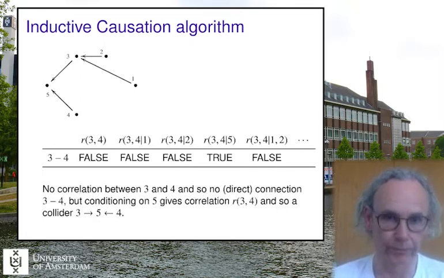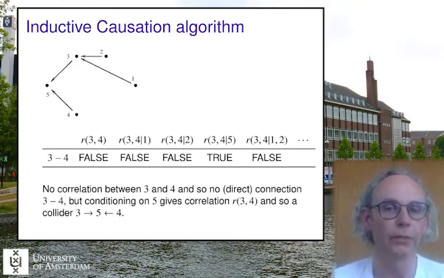Now if we go further and we condition on 1 and 2, then we see nothing. But if we go further and we condition on 1, 2, and 5, then we'll see again that there is a correlation. So each time the variable 5 is in the set we condition on, it turns out that there is a correlation. And in all the other cases, there is no correlation. So we know that there is no direct connection because there's no correlation. But anytime we condition on a set of variables that includes the variable 5, then there is a correlation. And so this makes it likely that there should be a collider between 3, 4, and 5.